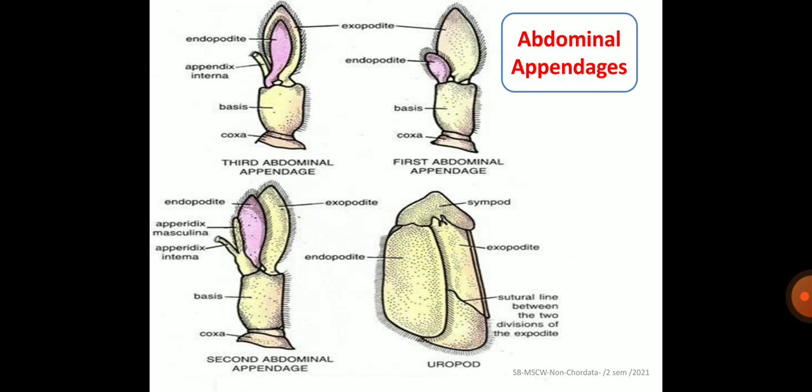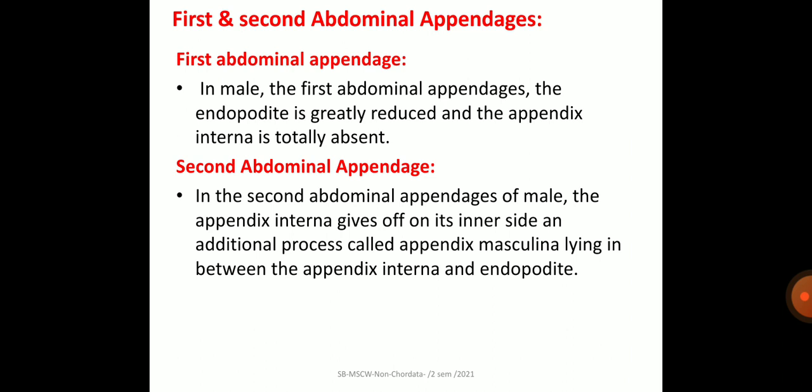Here once again you can mention there are some differences in the first and the second abdominal appendages in the 2 sexes. You can mention the first abdominal appendages, in case of male, the endopodite is greatly reduced and the appendix interna is totally absent, while in the second abdominal appendage of male, the appendix interna gives off on its inner side an additional process called appendix masculina, lying in between the appendix interna and endopodite.